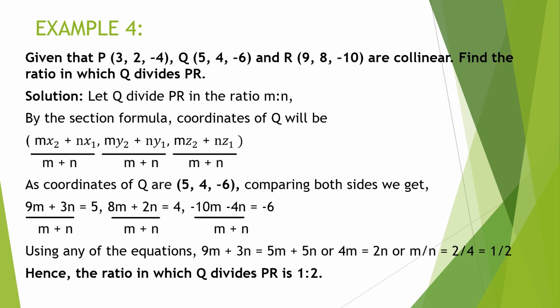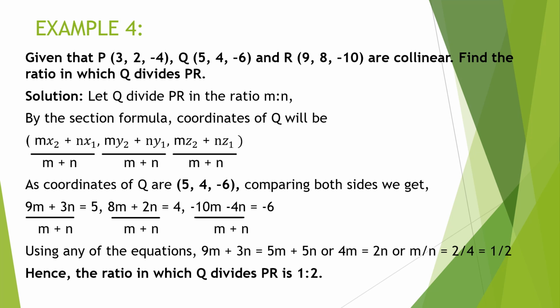Example 4. All the equations are of different kinds, so understand them properly. Given that P 3, 2, -4, Q having coordinates 5, 4, -6 and R 9, 8, -10 are collinear. Find the ratio in which Q divides PR. First of all, we'll recall some concepts previously done. Suppose in general, if I have a point Q which divides PR in say ratio m is to n, then by the section formula which we have already studied, what will be the coordinates of Q?